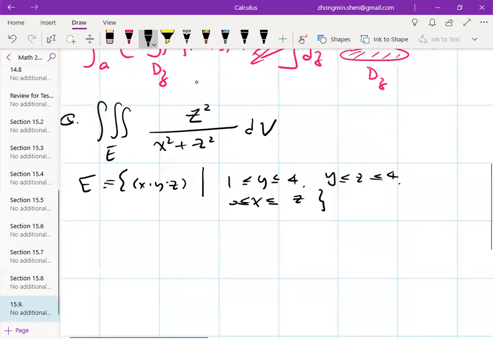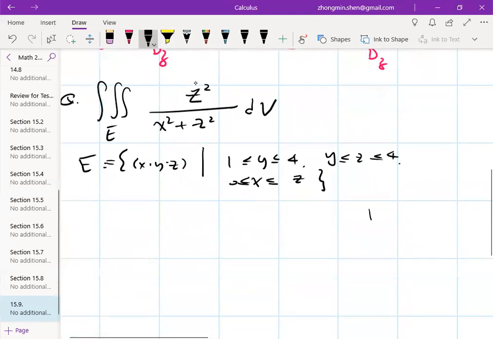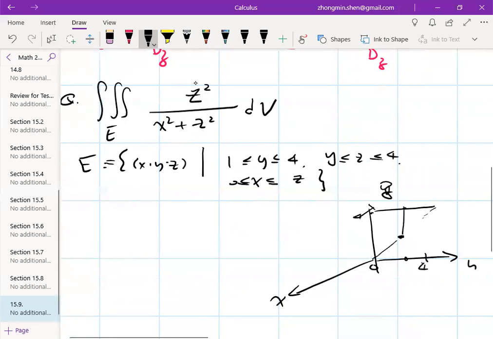Sometimes I can switch the order here in the definition of E. But here the picture is harder to draw. This is z, that's x, that's y. So y is between 0 and 4. Take arbitrary y, then you find z equals y is this line. z is between y and 4. So in the YZ plane, this is a region.